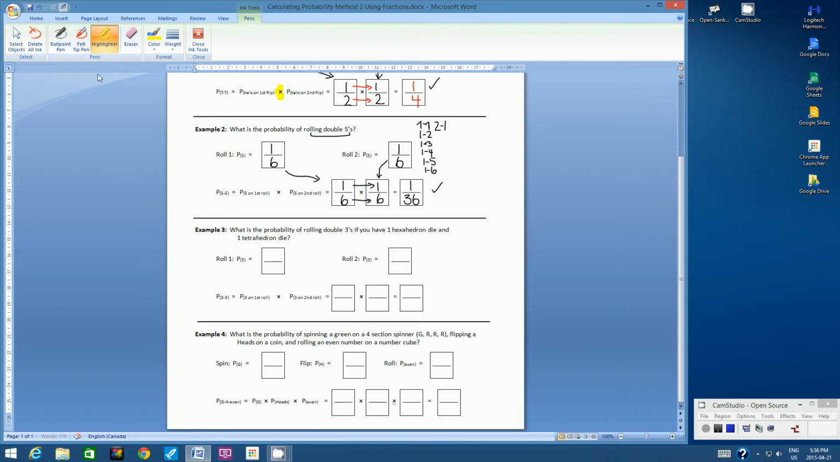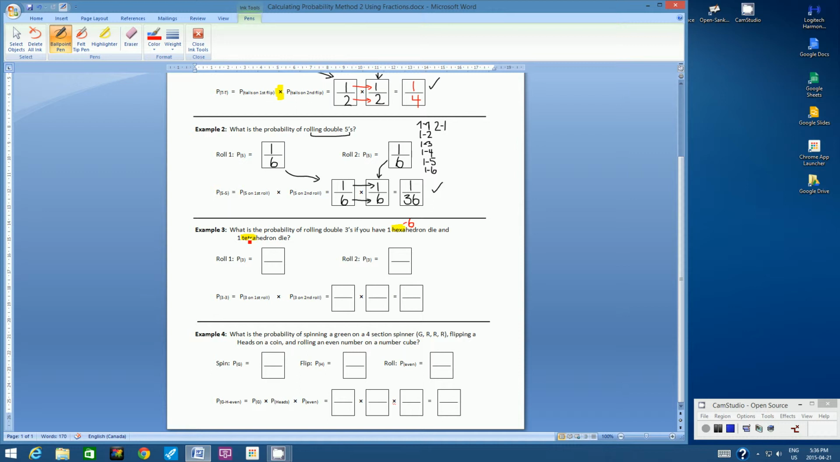So a little more vocabulary for you here. In order to understand what these are, you need to look at the prefixes, hexa and tetra. So what does hexa mean? Think about your shapes, starting from a triangle, quadrilateral. Hexa means 6. So this is a 6-sided die, which is a normal die, which we call a number cube.